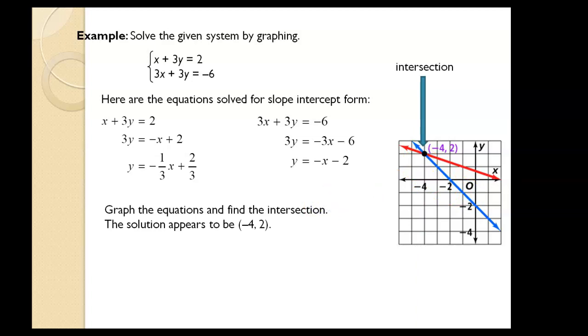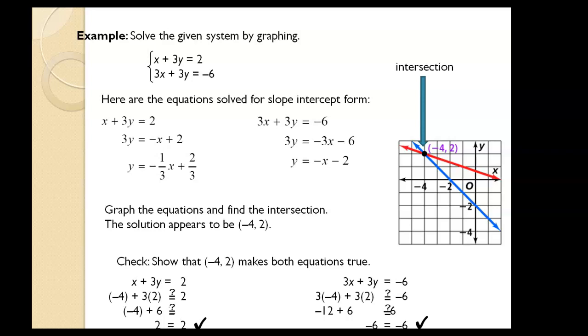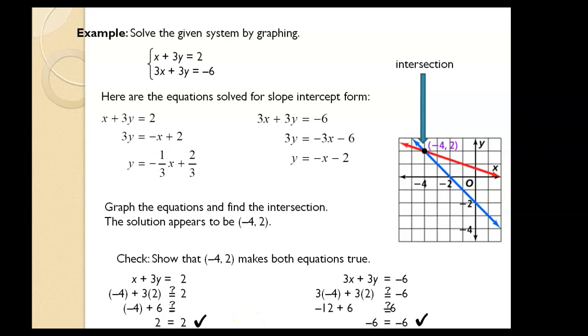So now let's see if that's indeed the solution. In order to see, I would have to check. Check by plugging in negative 4, 2 into both equations. They both have to be true. So plug in negative 4 for x and 2 for y. And if you plug into the first equation, as you can see, it will check out. It will be a true statement. And if we plug negative 4, 2 into the second equation, you will also get a true statement.